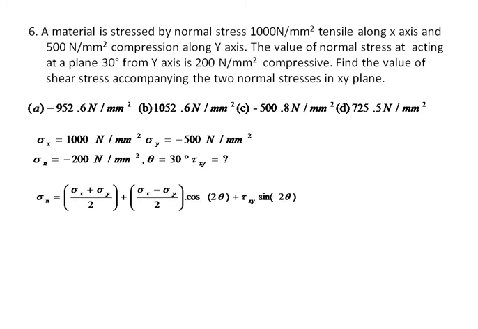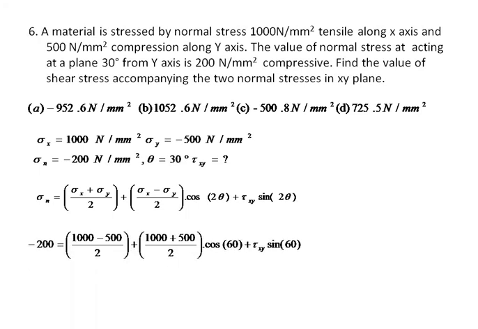So the sigma n relation is this: sigma n is equal to sigma x plus sigma y by 2, plus sigma x minus sigma y the whole by 2 into cos 2 theta, plus tau xy into sin 2 theta. So I just have to substitute all the values: minus 200, 1000 minus 500, whatever it may be. Once all the values are substituted, the only unknown is tau xy. Now I can find the value of tau xy. So the tau xy answer is minus 952.6 Newton per mm square.